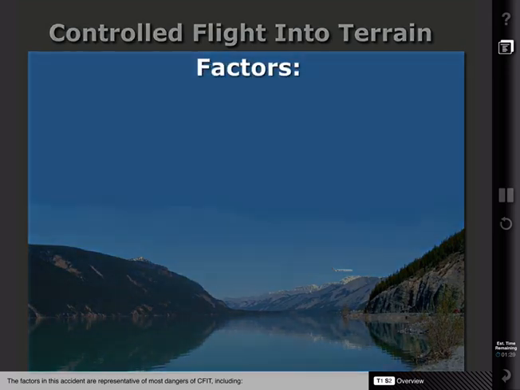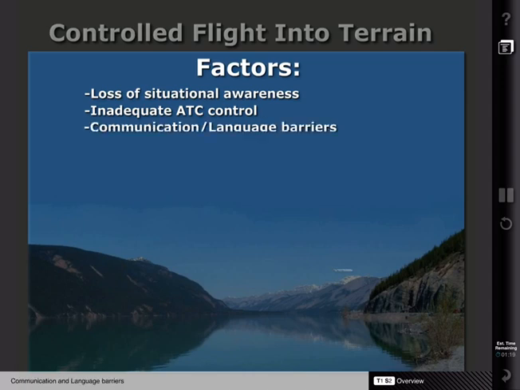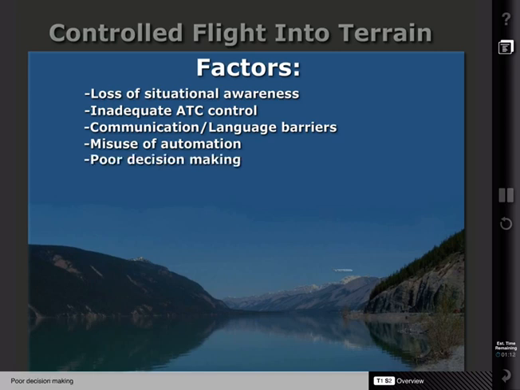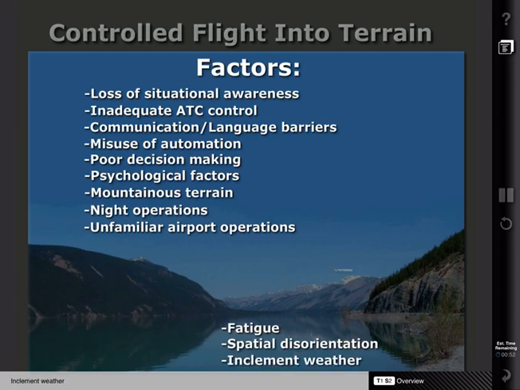The factors in this accident are representative of most dangers of CFIT, including loss of situational awareness, inadequate ATC control, communication and language barriers, misuse of automation, poor decision-making, psychological factors, mountainous terrain, night operations, and unfamiliar airport operations. Other common factors in CFIT accidents can include fatigue, spatial disorientation, and inclement weather. Despite all these factors, CFIT accidents can occur with pilots at every level of experience in any weather conditions and in mountainous or level terrain.